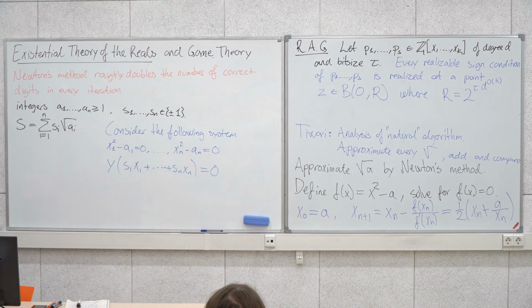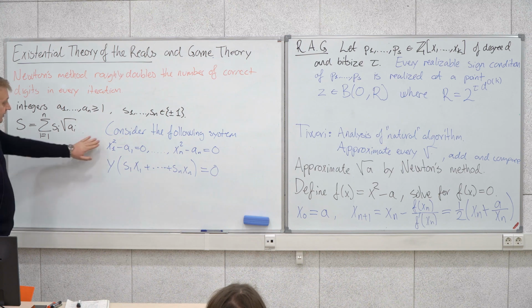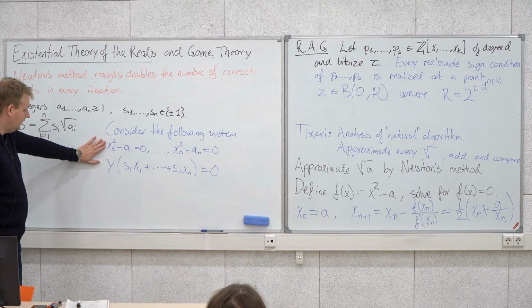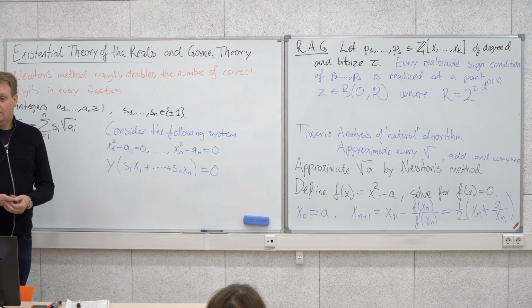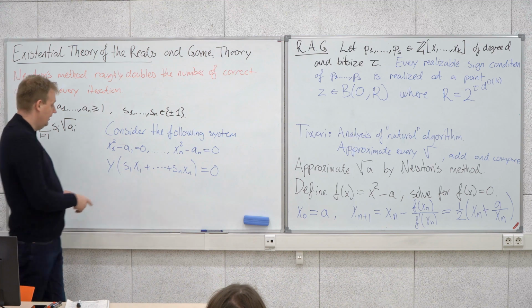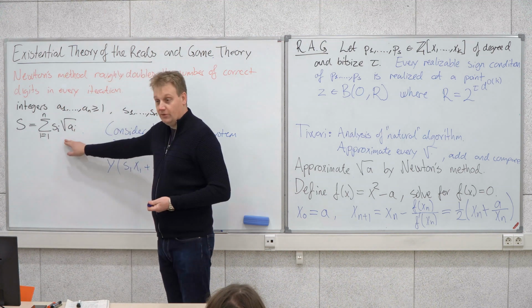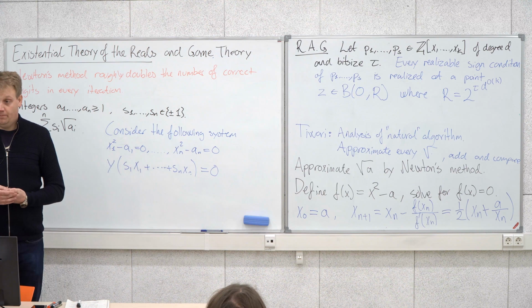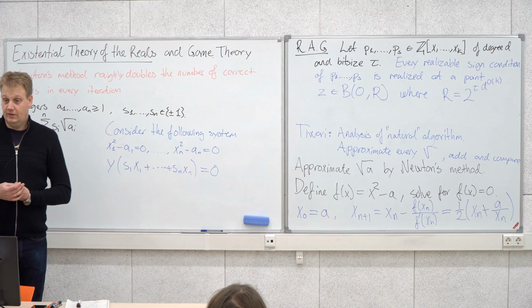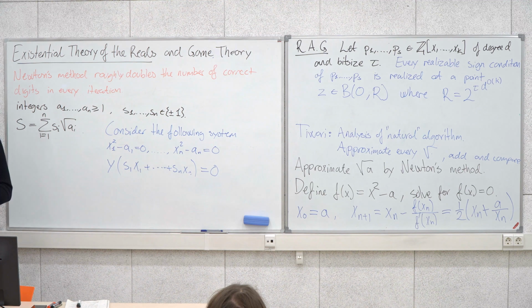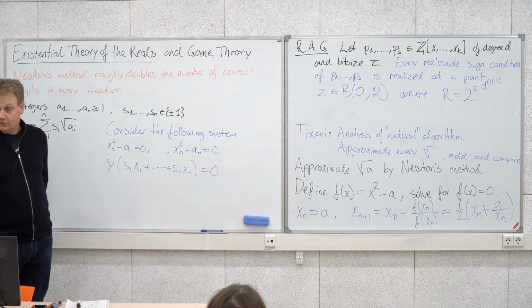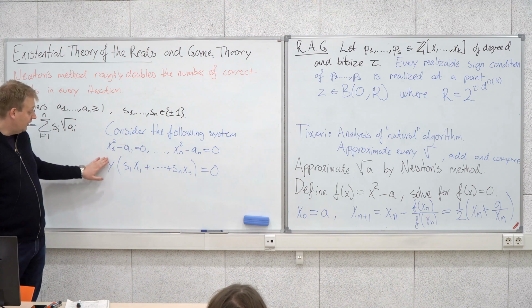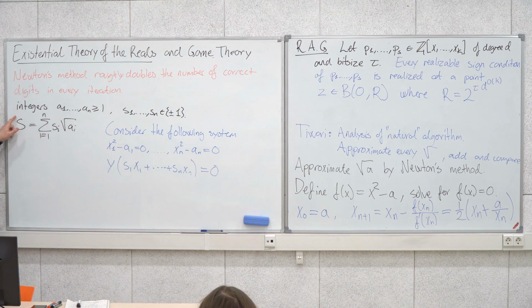All right, so this system here has a solution. The solution is that you set the xi's to be the square roots of the ai's, and then this becomes the sum that you're interested in, and y is going to be the inverse of that. So there's a realizable sign condition. We have a root of the system, exactly where xi is the square root of ai, and y is the inverse of capital S.